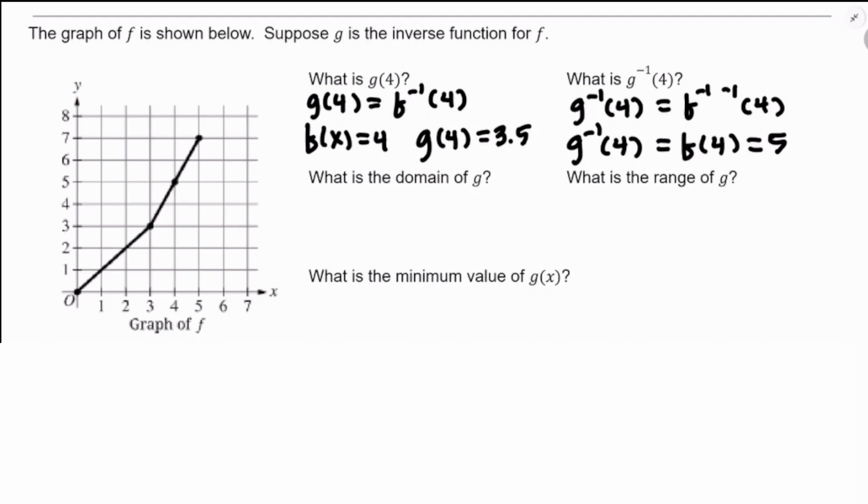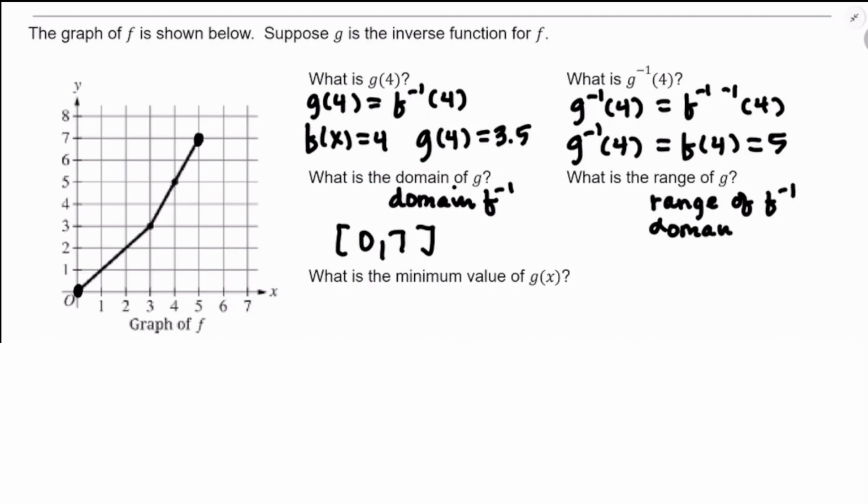All right, if they ask you, what is the domain of g? Well, the domain of g is the domain of f inverse, so it's the range of f. And the range of f runs from 0 to 7, so I'm going to say 0 to 7 is the domain of g. The range of g is going to be the range of the inverse. I meant to write that was the same. Okay, so that's the domain of f, which is from 0 to 5. Domain of f inverse, which is the range of f. I meant to write that in there.